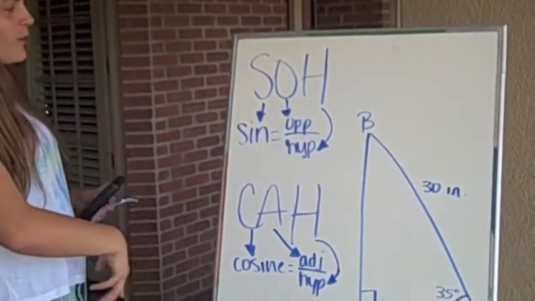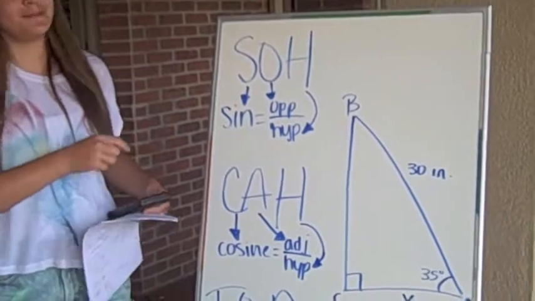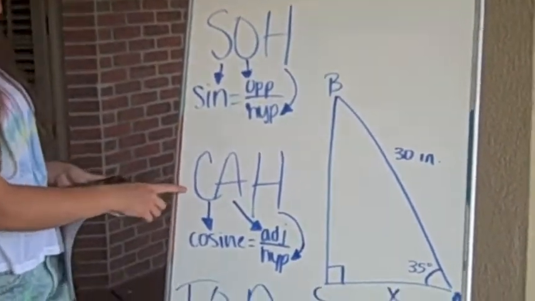So for SOHCAHTOA, SO is sine, which is opposite over hypotenuse. CA is cosine, which is adjacent over hypotenuse. And TOA is tangent, which is opposite over adjacent.